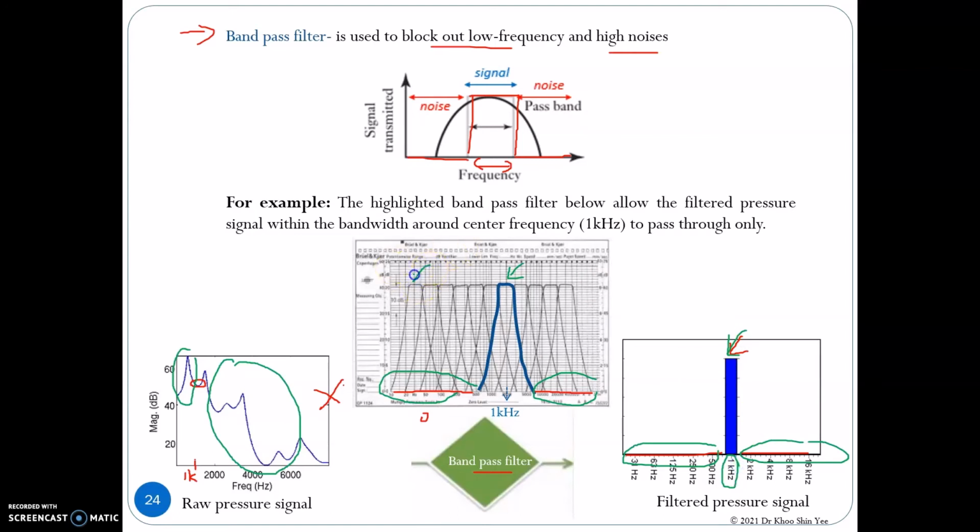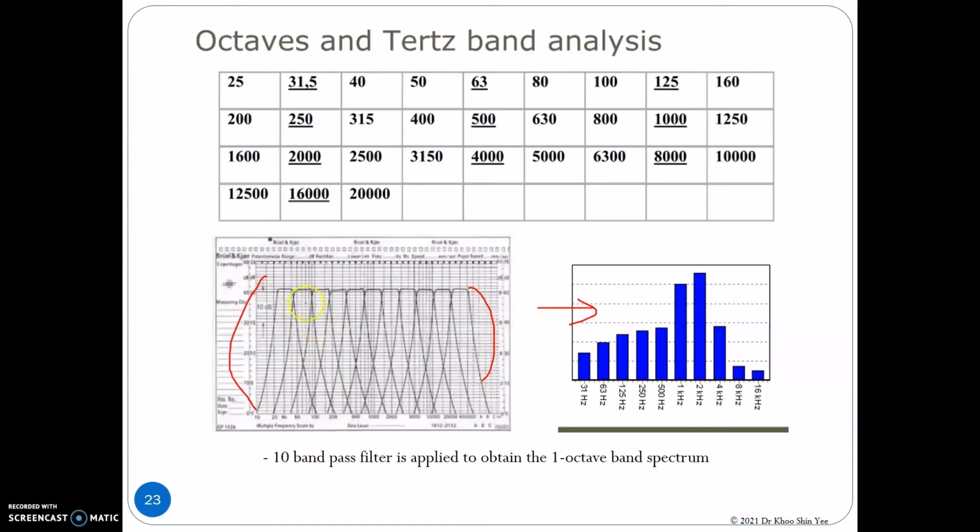So if you continue the same procedure for the remaining bandpass filters, then you will obtain the corresponding bands. If you apply 10 bandpass filters at 10 different center frequencies, then you can obtain 10 bands as shown in this figure. This is known as the octave analysis.